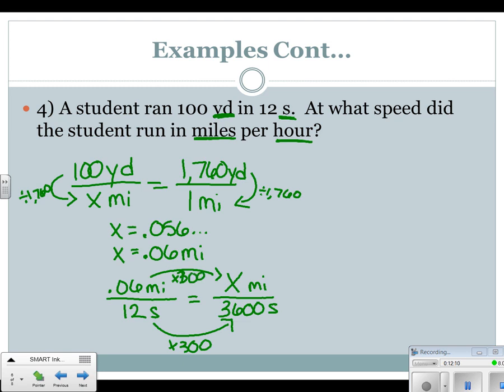Or you can cross multiply, where you would do 3,600 times 0.06 and divide by 12. And we'll talk more about that in class. So if we have 0.06 miles times that by 300, we would get 17 miles. And that's in 3,600 seconds, which is an hour. So that'd be 17 miles per hour. Now in this problem, to get to that answer of 17 miles per hour, I used proportions. You could also, back in the beginning, use the other method where you multiply by the conversion factor.